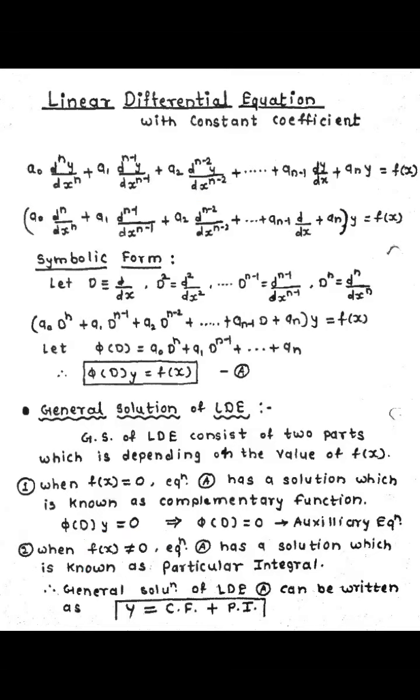So let us begin with which kind of solution we will obtain. First point: f of x is equal to 0. That means we consider the function to be 0, then the equation has a solution. If we put f of x as 0 in this general form, then we obtain the formula phi of D, y is equal to 0.